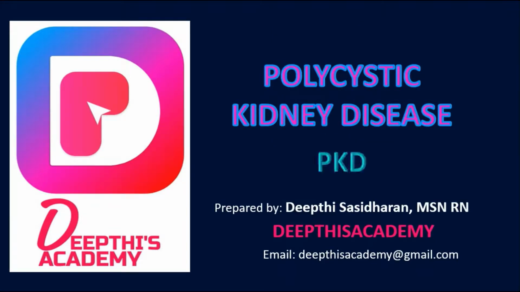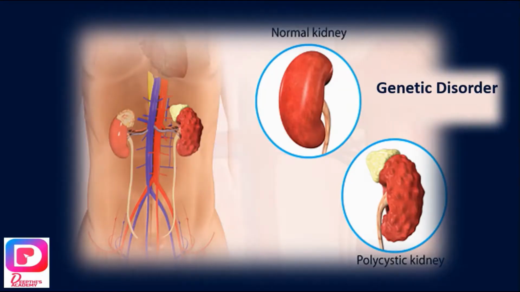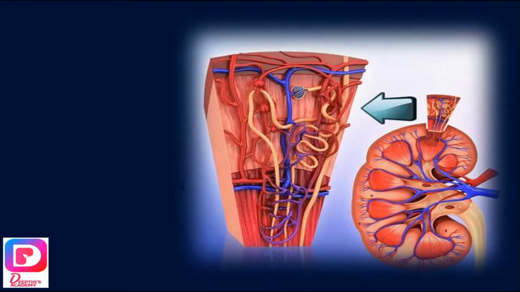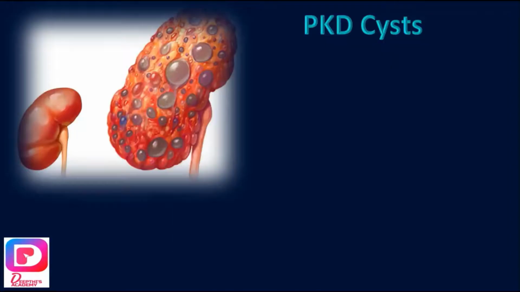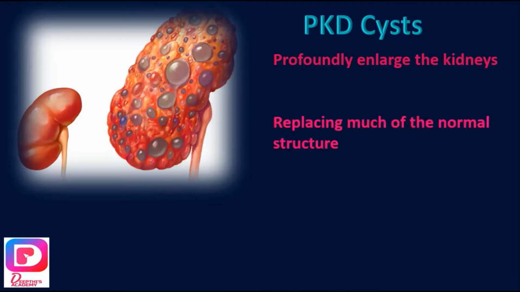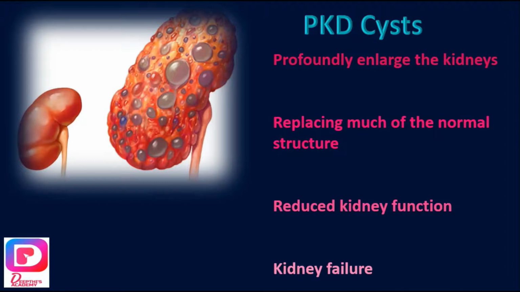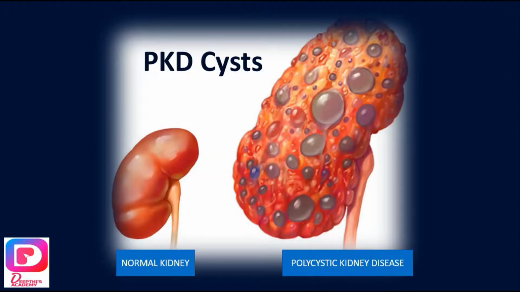Polycystic kidney disease, in short PKD, is a genetic disorder characterized by the growth of numerous cysts in the kidneys. When cysts form in the kidneys, they are filled with fluid, destroying the nephrons. PKD cysts can profoundly enlarge the kidneys while replacing much of the normal structure, resulting in reduced kidney function, leading to kidney failure. We can have a comparison of a polycystic kidney disease affected kidney with a normal one.